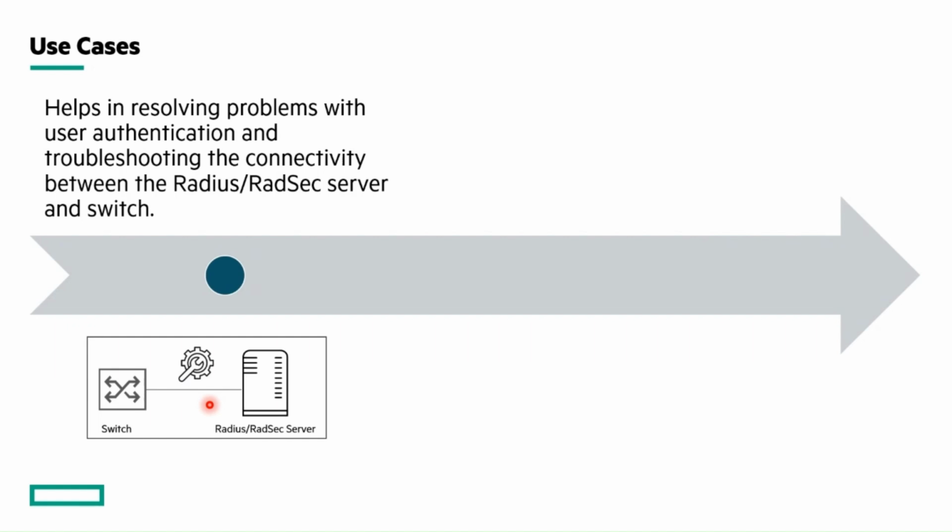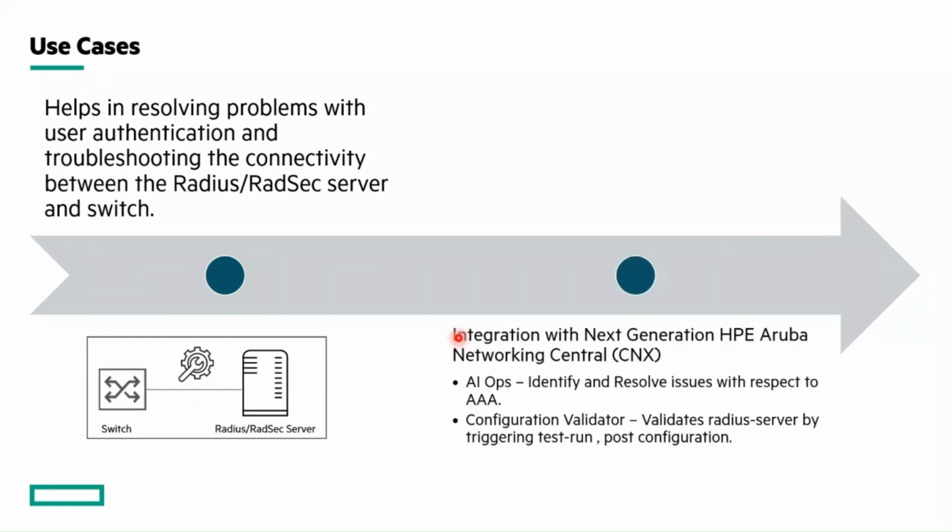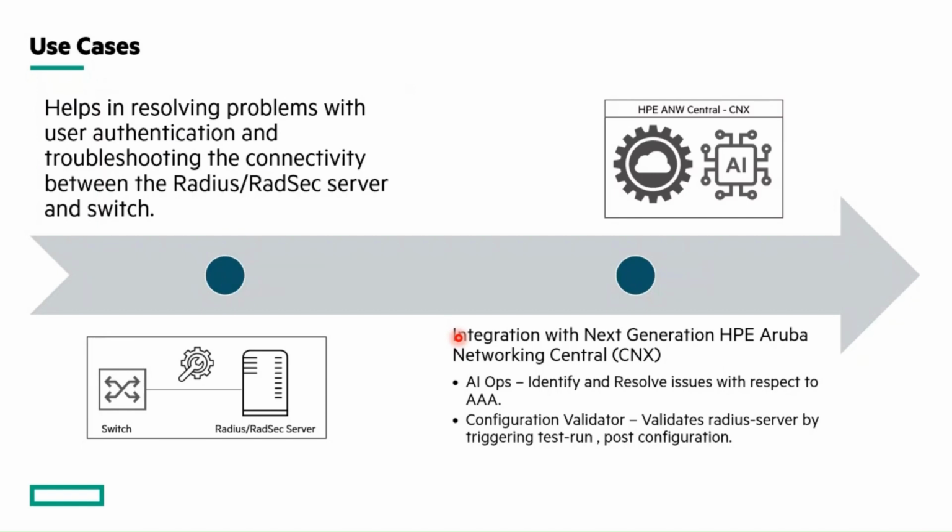Next will be integration with our CNX, the next generation of Central. This is another important use case. To move towards security-first and AI-powered networking, the integration of two primary components is planned. First is AI operations. Without the need for manual troubleshooting, the integration with AI Ops helps in locating and then fixing the AAA issues. Next comes the integration with the configuration validator.